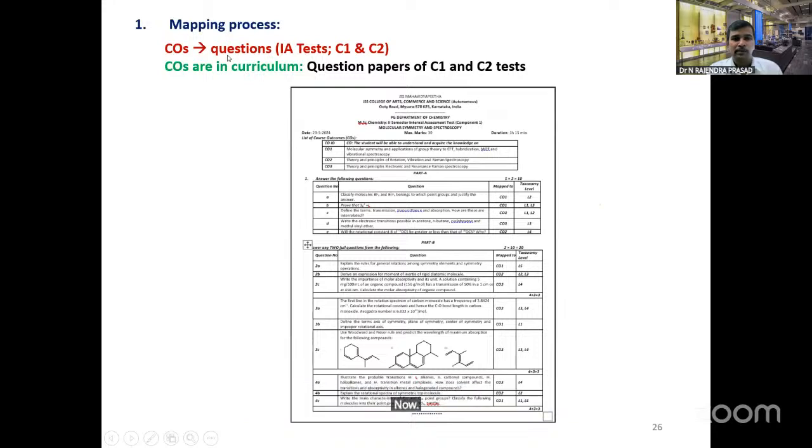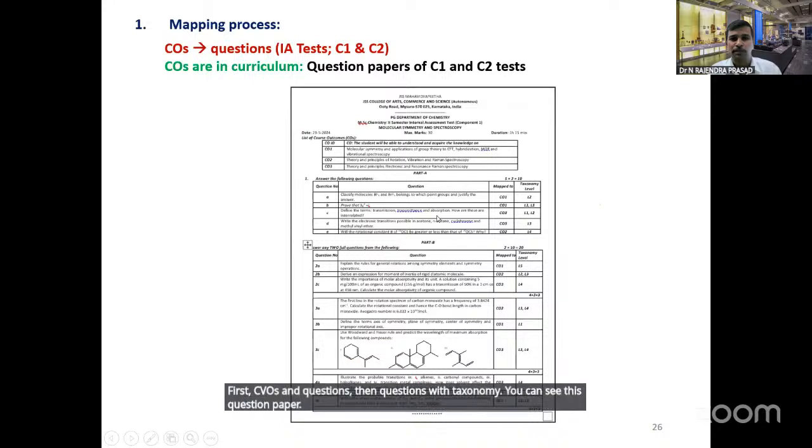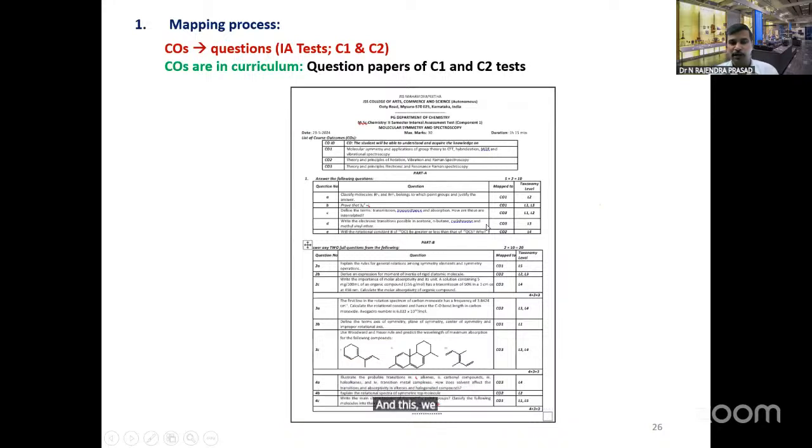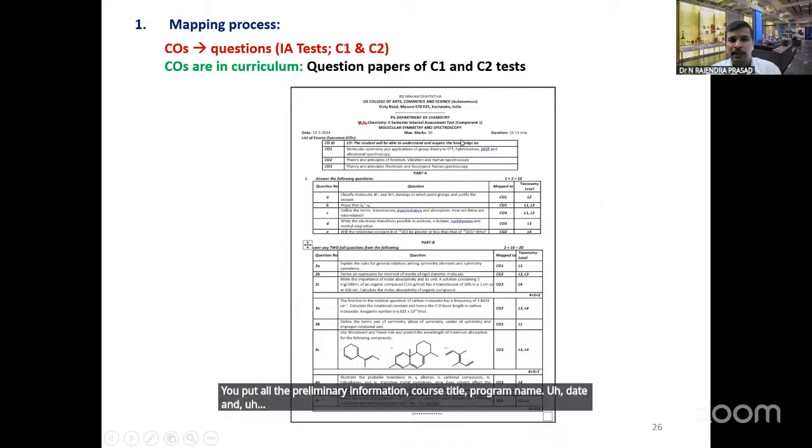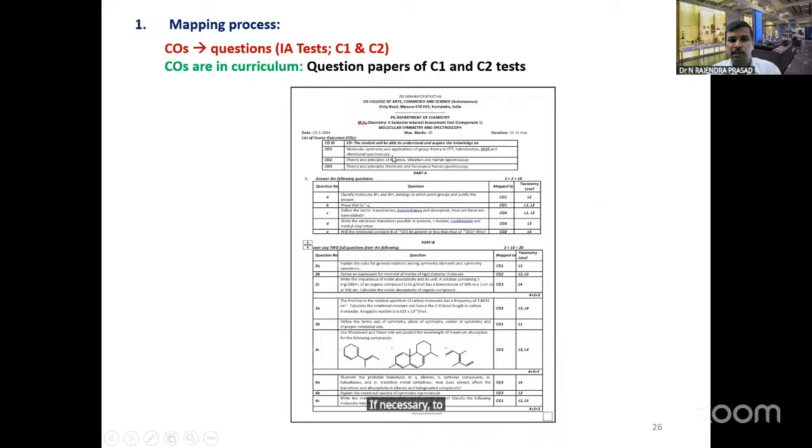Now, let me take the first one: the mapping process. First COs and questions, then questions with taxonomy. You can see this question paper. This is a model question paper, which we have designed in our institution for the MSc program. You put all the preliminary information: course title, program name, date and day of the internal assessment test, maximum marks, duration, everything. If necessary to give the COs in the question paper, you list all the COs in the question paper itself. See, this particular course, molecular symmetry and spectroscopy, has 3 COs. We have put 3 COs in the question paper.